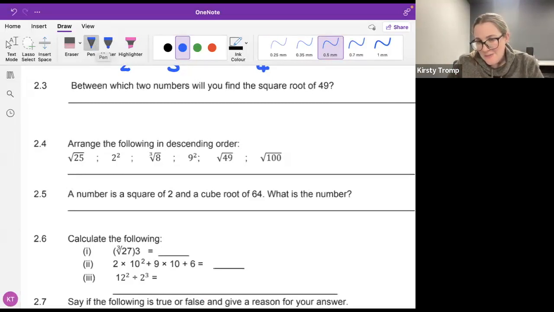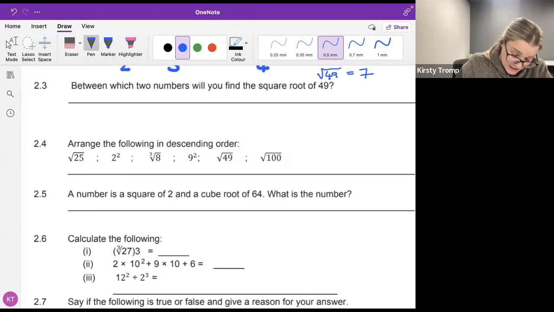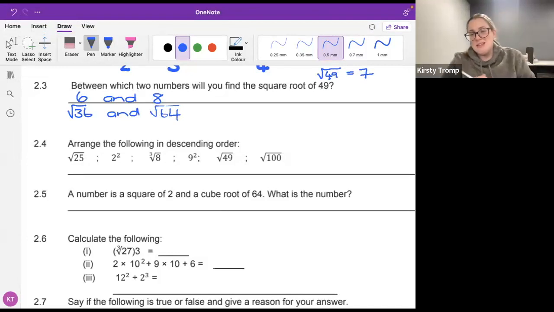It's 7. Good, well done. So the square root of 49, just what Tatenda said, the square root of 49 is 7. Well done. So between which two numbers will you find the square root of 49? Tatenda is absolutely right. You'll find the square root of 49 between 6 and between 8. So Tatenda said it'll be between the square root of 36 and the square root of 64. That is a different way to say it, Tatenda. Well done.